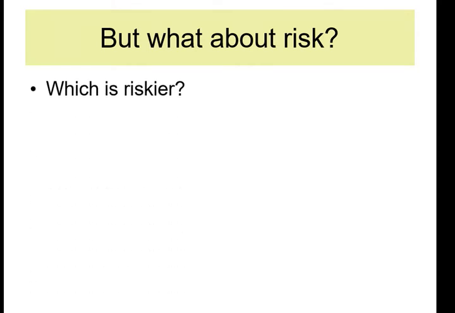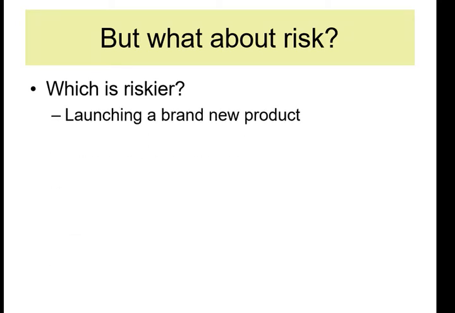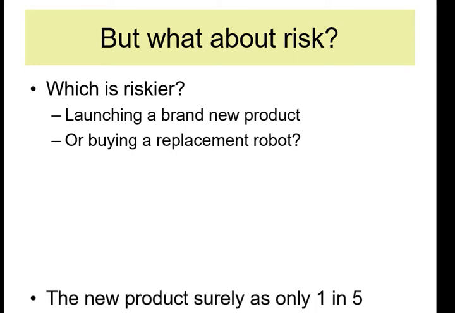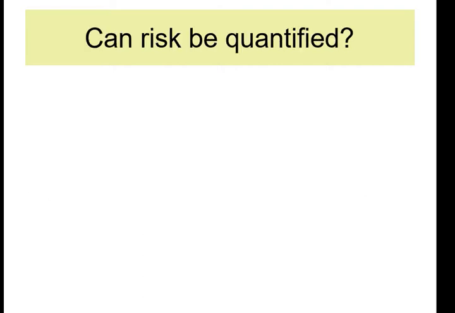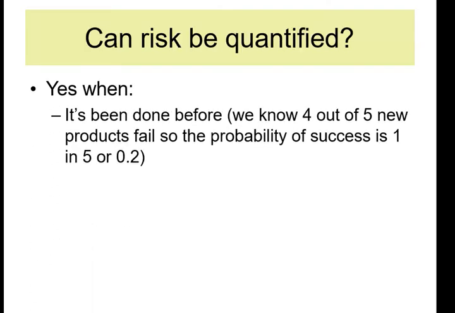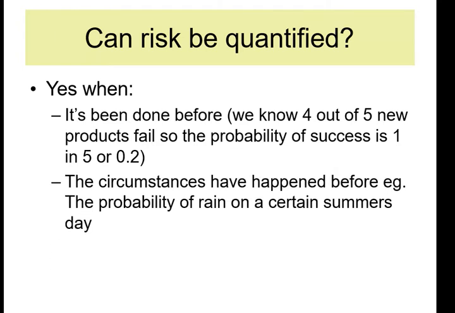Which is the riskiest of the two options? Launching a product or buying a robot? Surely, given that 1 in 5 new products succeeds, the new product launch is the riskier of the two. Now we can quantify risk when something's been done before. So for example, we know 4 out of 5 new products fail. So we know the probability of success is 0.2 and the probability of failure is 0.8. Anytime the circumstances have happened before, we can try to quantify the risk.